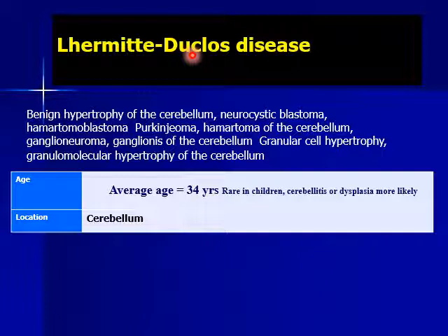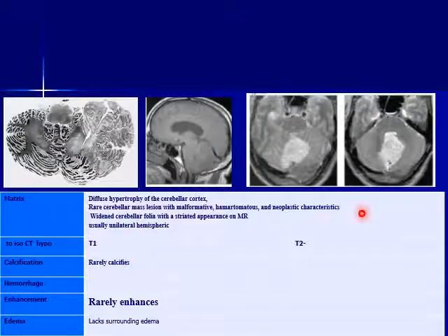It is a benign hypertrophy of the cerebellum, sometimes considered as neurocystic blastomas, hamartoma of the cerebellum, a lot of names, but this is the most famous one, Lhermitte-Duclos disease. We see it in adults, but rarely seen in children. The location is the cerebellum, of course, and has a very characteristic pattern, which is the striated or laminated pattern like this. You find a lesion that is hyperintense in T2, hypointense in T1, but the very characteristic appearance is the presence of these parallel striations.